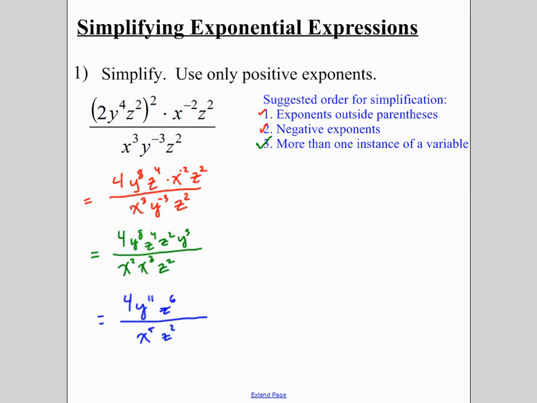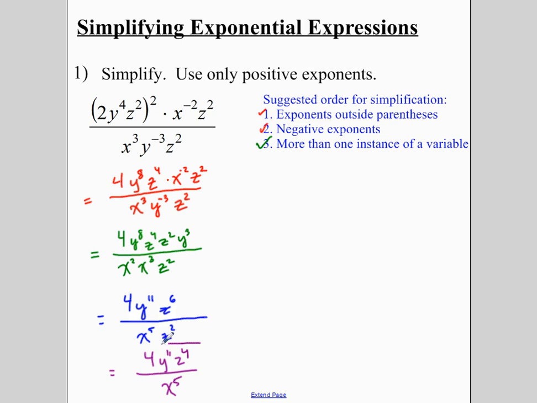Finally, final step, I have z's in the numerator and z's in the denominator, and that's not considered simplified. So 4y to the 11th. For the z's, I ask myself, where are there more factors of z? Of course, the top. How many more? There's 4 extra on the top, so that means z to the 4th up on top. Let's make a nice 4. And on the bottom, we have our x to the 5th.